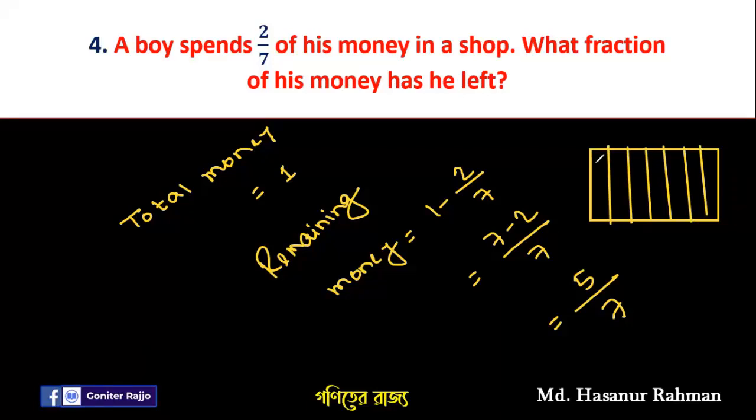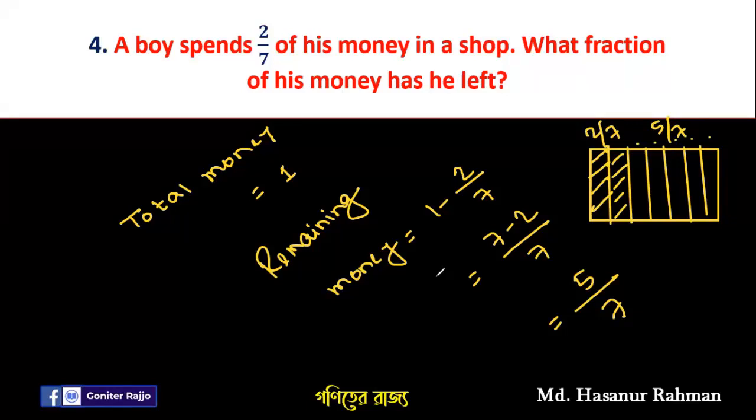Okay. And he spends this money. That means 2 by 7. Then what will be left? This will be 1, 2, 3, 4, 5. 5 out of 7. That means 5 by 7 of his money will be left. Clear? Okay. Now next question.